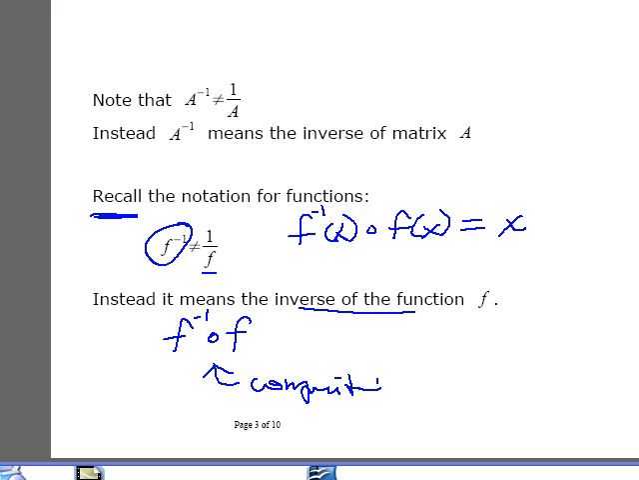For matrices, we use the same idea. A with minus 1 does not equal 1 over A. Instead, it means the inverse of the matrix A. But the operation associated with inverse in matrices is matrix multiplication. So here it was composition for functions, here it's matrix multiplication.